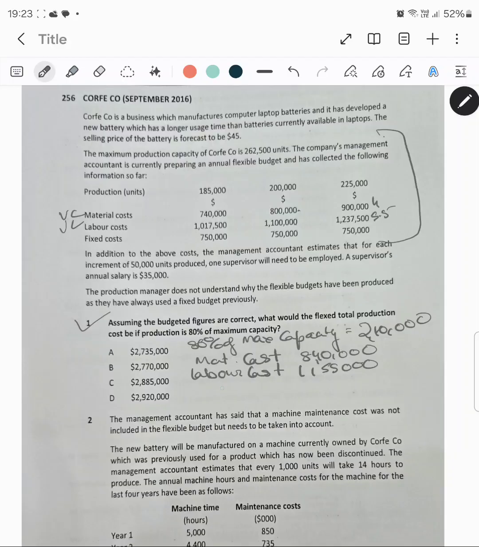And now I have fixed cost. Fixed cost will remain as it is. I do not need to calculate it, 7 lakh 50. So my total cost is 7 lakh 50, 1 million 1 lakh 55,000 plus 8 lakh 40. So it is 3 million. Have I done some mistake?